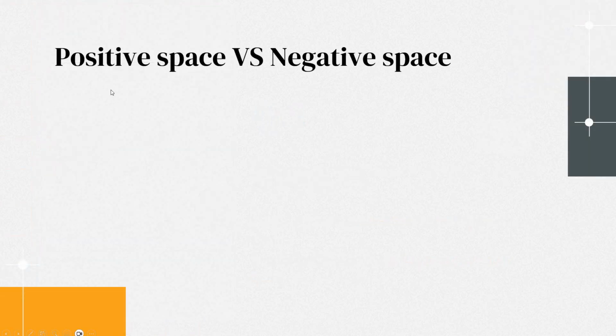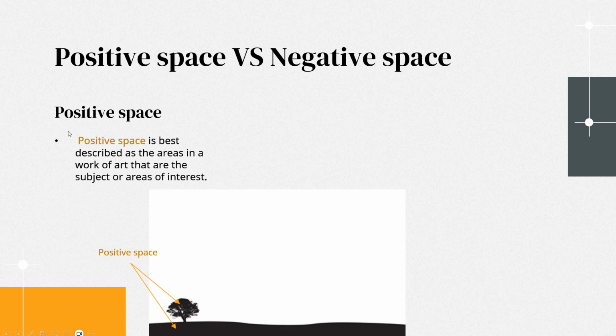So positive space versus negative space. Positive space is best described as the area in a work of art that is the subject or area of interest. For example, in this picture, the positive space is the area of interest or the subject of the composition. We call it a positive space. Okay, this is a positive space.